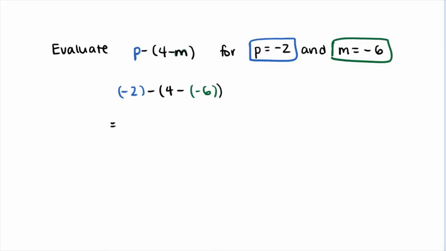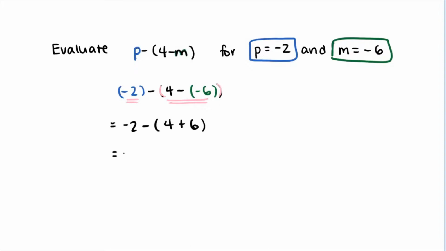So this is the same as negative 2 minus (4, subtracting the opposite of negative 6 gives us plus 6). And I'm doing that step first because really, these are the parentheses I want to evaluate first. Parentheses tell us what to do first, and there's no operation to really perform in this set of parentheses, so I'm going to look at my next set of parentheses.